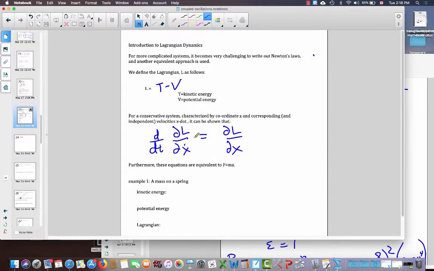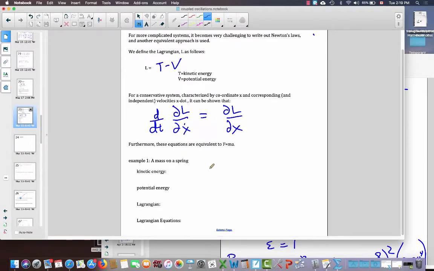Now let's just show that these Lagrangian equations are equivalent to F equals ma by considering the absolute simplest problem, just the mass on a spring. So the kinetic energy, and again we're using T for that, is half mv squared, but in one-dimensional problems, of course, v is just dx/dt, or x dot. So that's half m x dot squared. Elastic energy on a spring, again we're using V for potential energy, is half kx squared. And so the Lagrangian is the difference between those two. So it's half m x dot squared minus half kx squared.